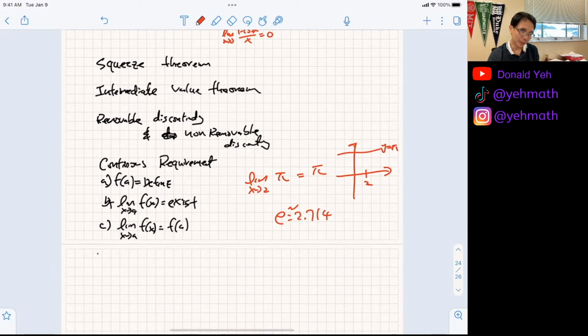Lastly, how to make a function continuous. And you want to find the a and b values.